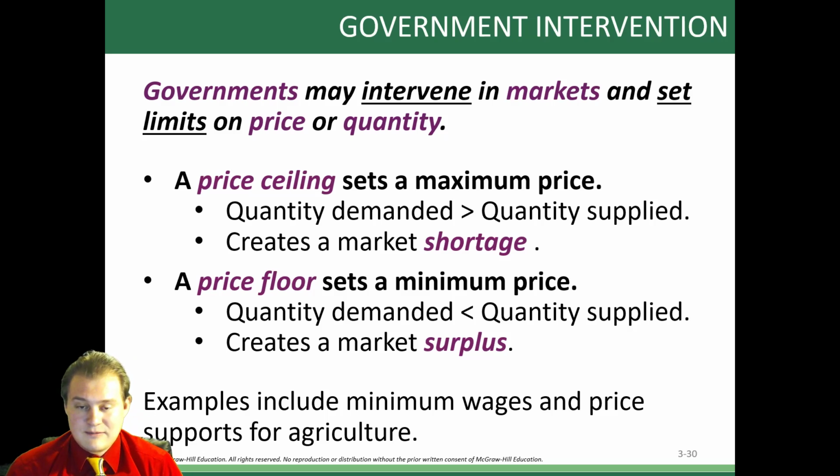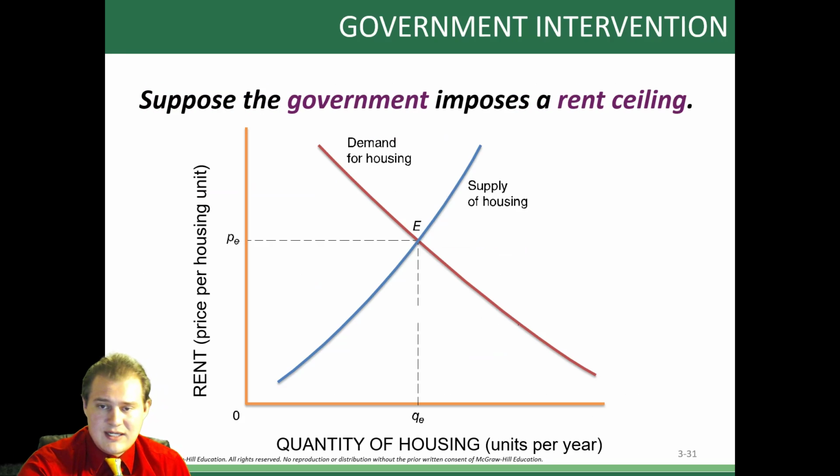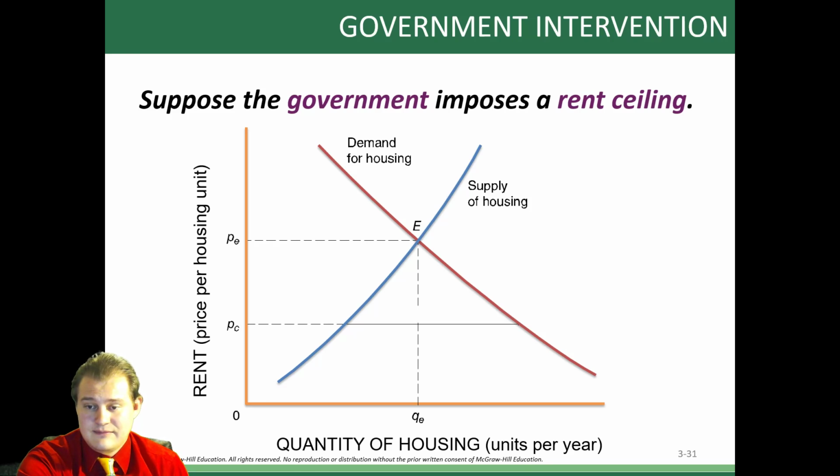Okay, so minimum wage, it sets a price floor. Okay, and so when we look at these things, we can see it up here. Okay, we'll do housing right here because we already got the graph for housing. And suppose the government imposes a rent ceiling. Okay, so that government price down there, that's the PC price.